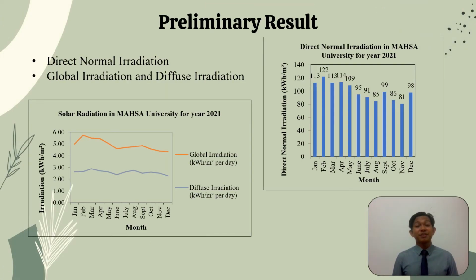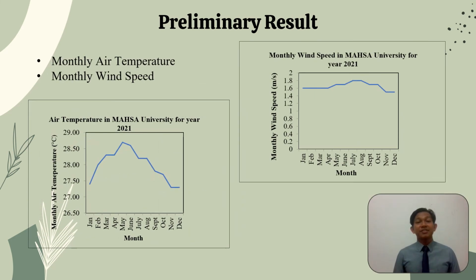Next is the preliminary result. These are the data that I have generated through Meteonorm software, which are direct normal irradiation, global irradiation, and diffuse irradiation in Masa University for year 2021. Other than solar radiation data, I also generate the data for monthly air temperature and monthly wind speed in Masa University for year 2021. So all this data will be used as input data for the next semester.